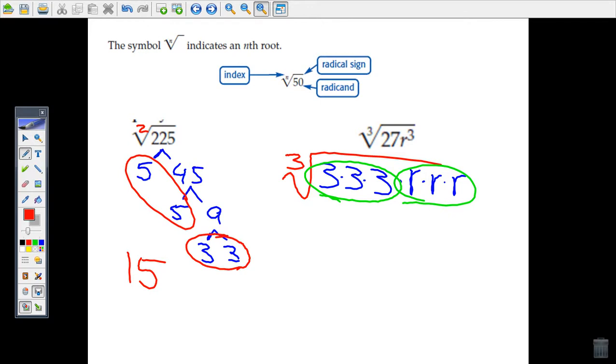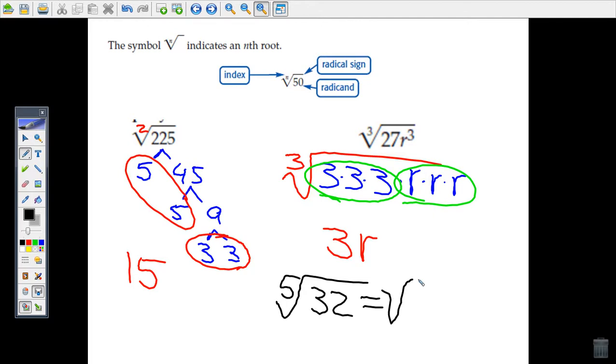So, what do we have left? A 3 and an r. Yep. So it's not a big deal, right? I mean, what if we had a problem that was a 5th root of 32? Would that be like, oh gosh, I'm gonna die? No, it's not. You just gotta write out what are all the factors of 32.